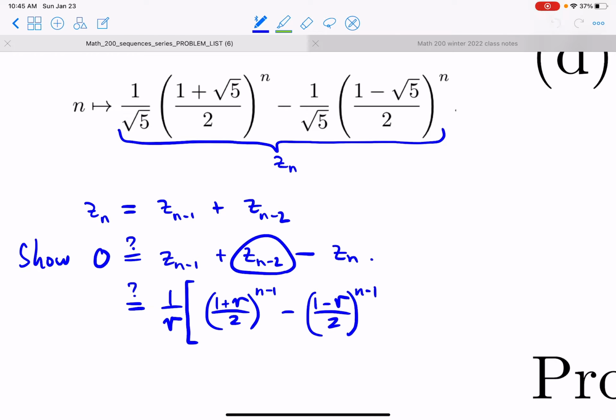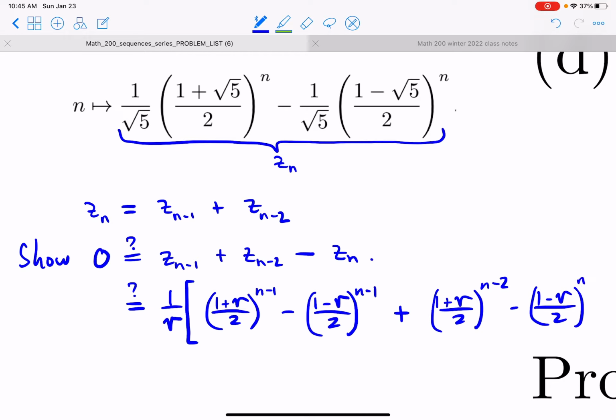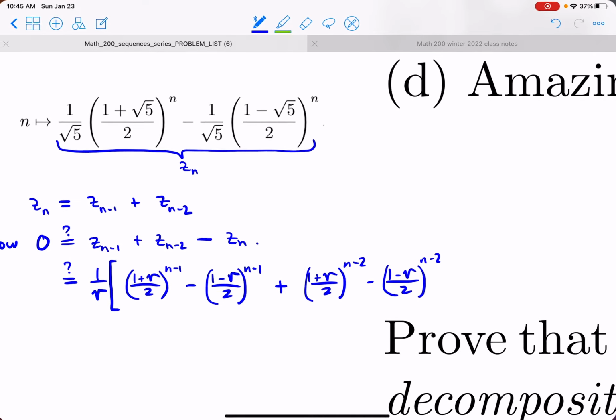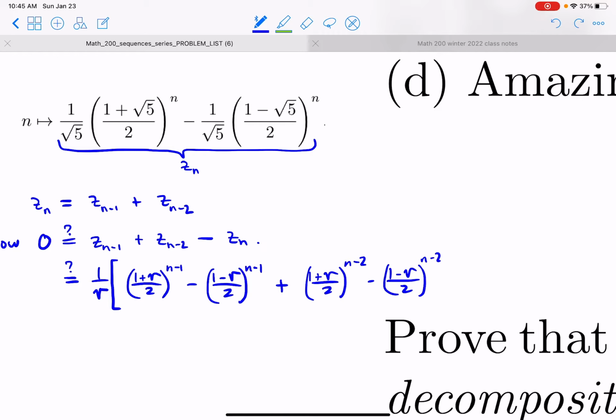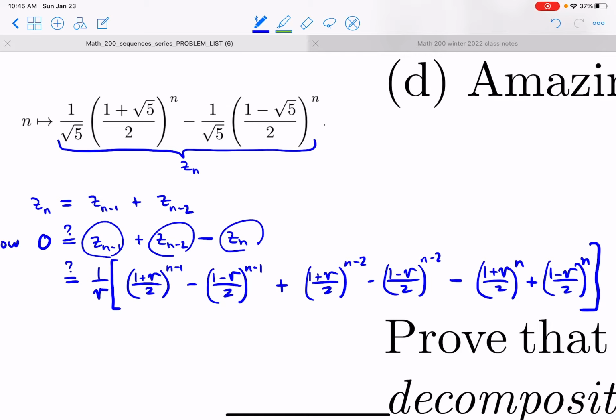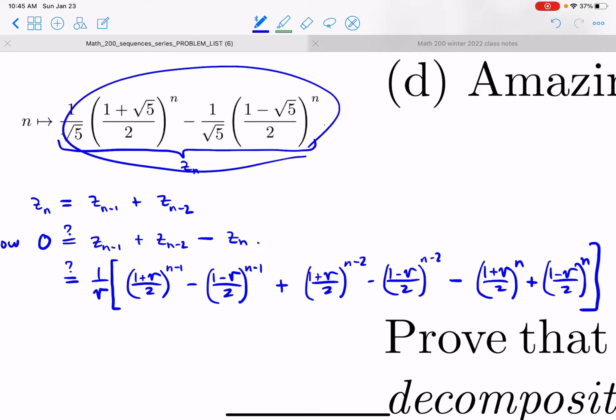Now I have the z sub n minus 2, so that one is just raised to the n minus 2. Okay, and one last thing, I have to subtract z sub n. So I'm going to subtract. Pause the video and just see that what I did here was no thinking. I'm just plugging in, and I'm just going to see what happens when I replace these with this explicit formula.